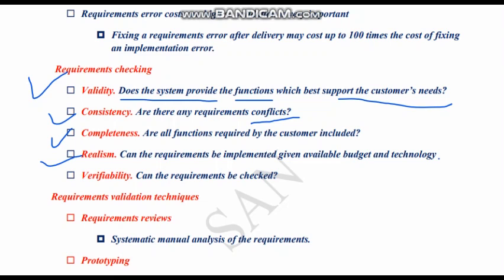It means whether it is really possible to develop these kinds of requirements into software with the given budget or with the given cost. Okay, verifiability. What is the difference between verifiability and validity? Validity means you are going to see whether the system satisfies the customer needs or not. Verifiability is that you have to check whatever requirements you have collected, whether those requirements are valid or not. That is called verifiability.